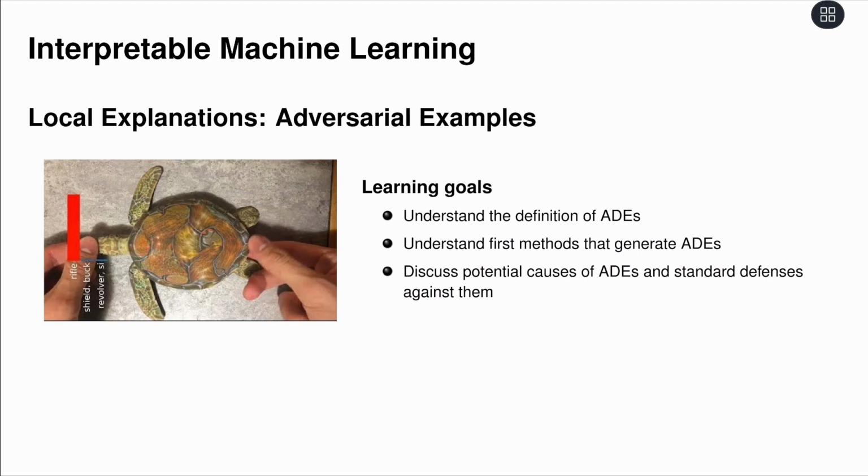So welcome back, and let's talk about adversarial examples as one way for local explanations. As learning words, we have again three today. First one, of course, we'd like to understand more the definition: what is actually an ADE, which stands for adversarial example. And we'd like to understand first methods that generate these kinds of adversarial examples, and discuss potential causes for these ADEs and defenses against them. So let's directly dive into it.